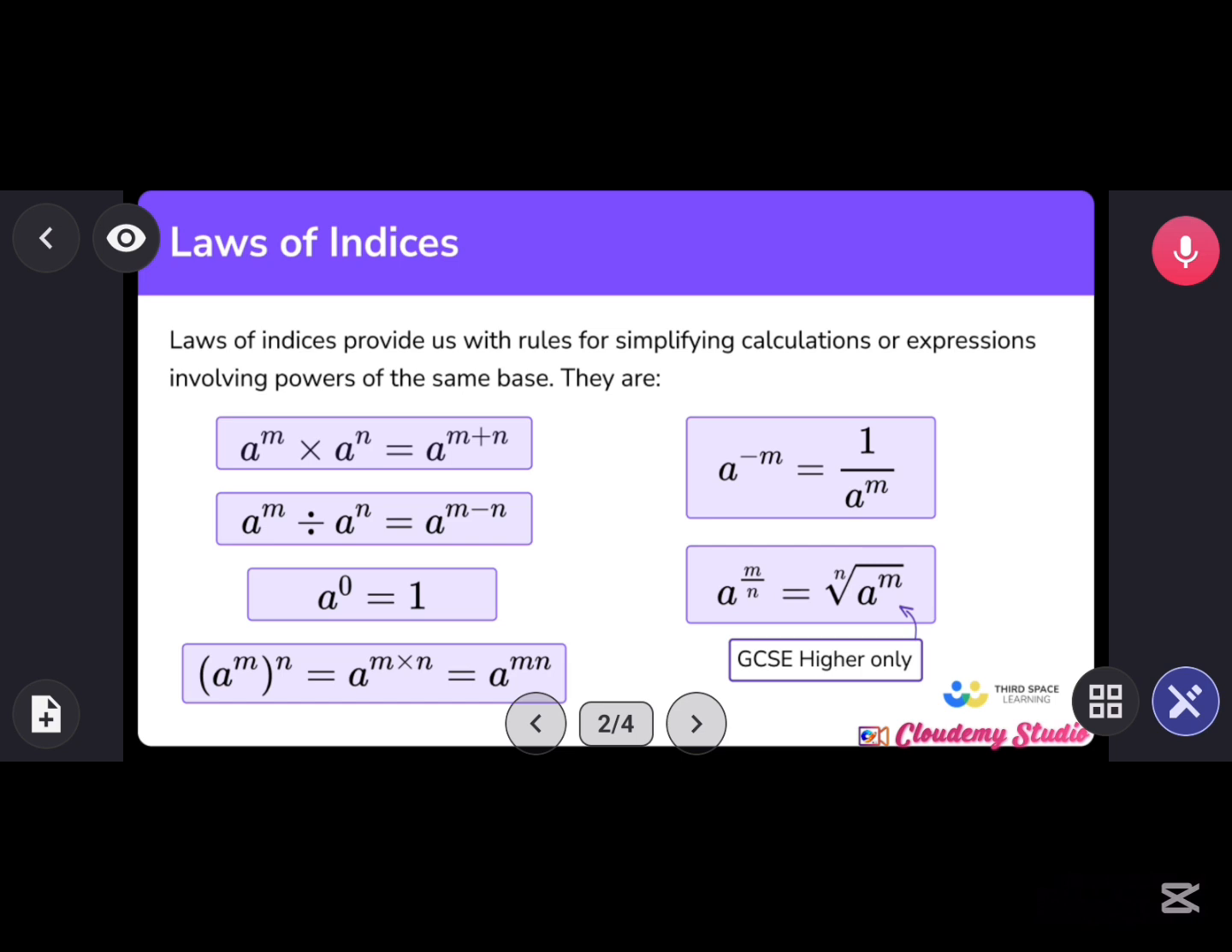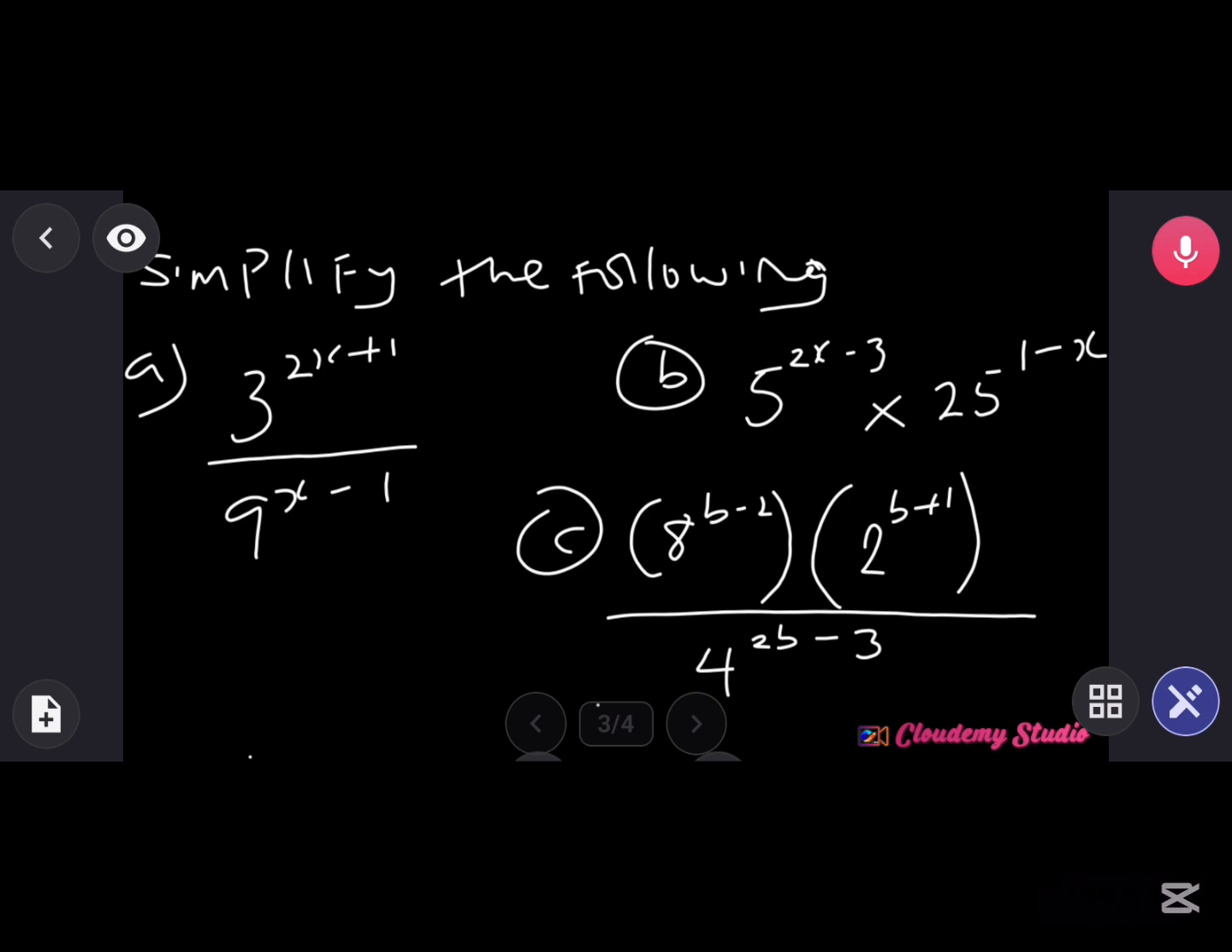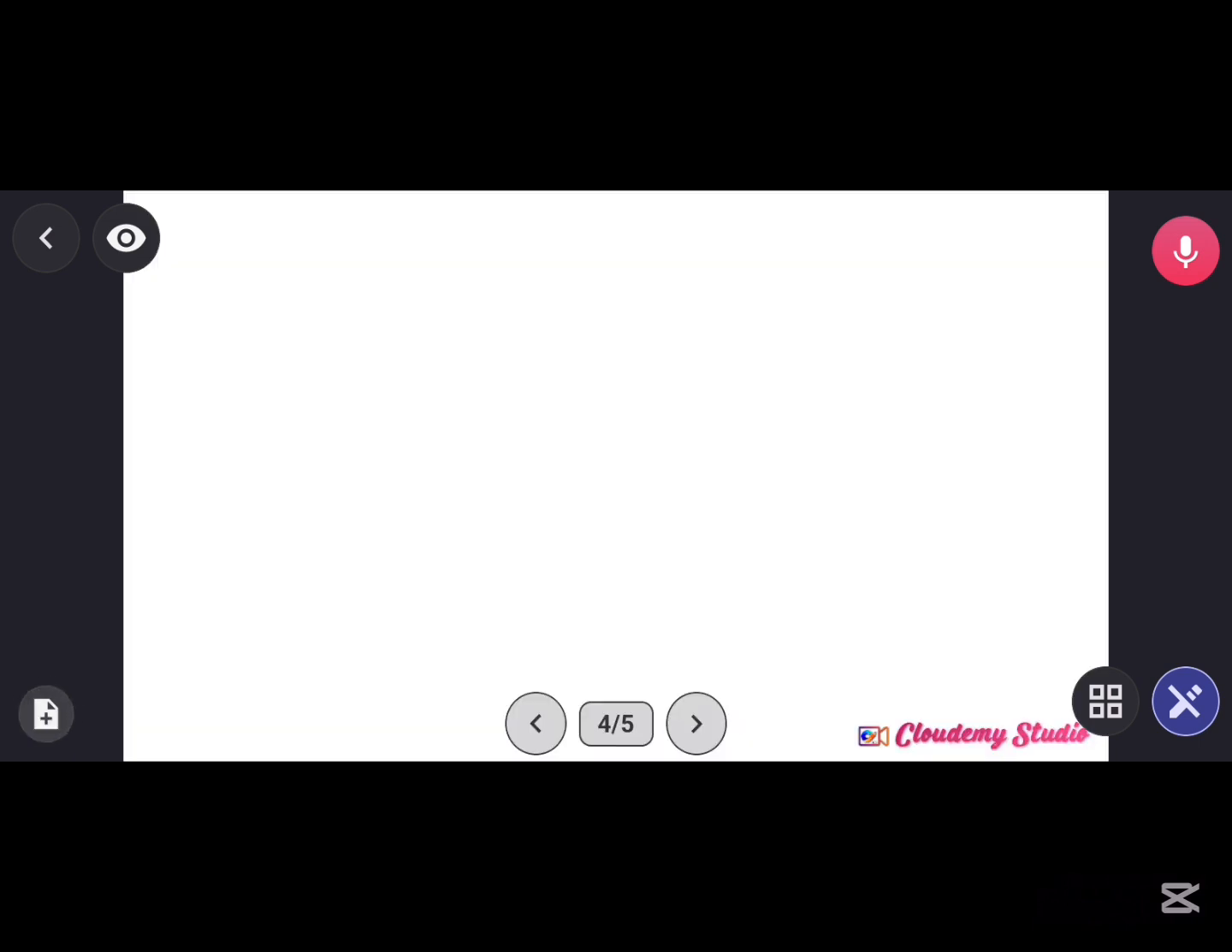So today we'll be simplifying some exponential equations, and we'll be looking for some unknown variables using exponential equations, applying the law of indices. So let us get into it. This is the first example that we're having. They say simplify the following: 3 raised power 2x plus 1 divided by 9 raised power x minus 1. And that's the first example that we're having here. Now, how are we going to do that? Let us get into it.